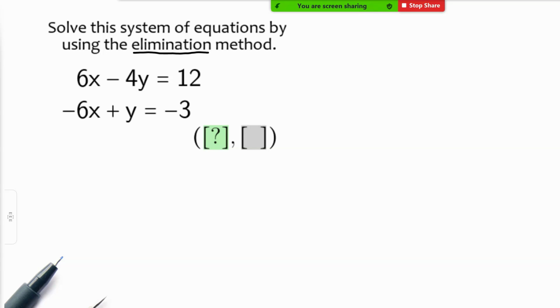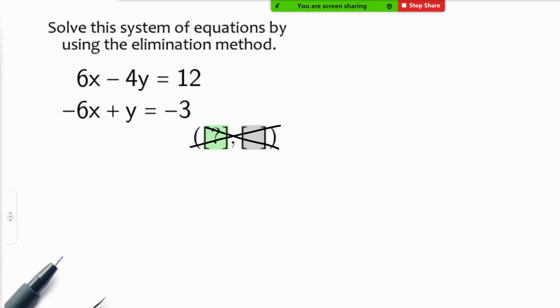Elimination. I want you to write down the equation 6x minus 4y equals 12. Negative 6x plus y equals negative 3. Don't worry about this yet. Write down the word elimination and the 2 equations.